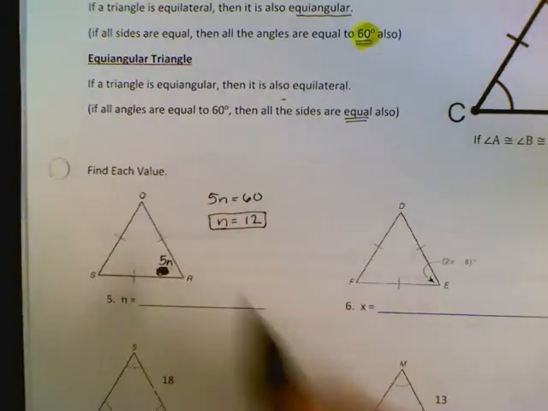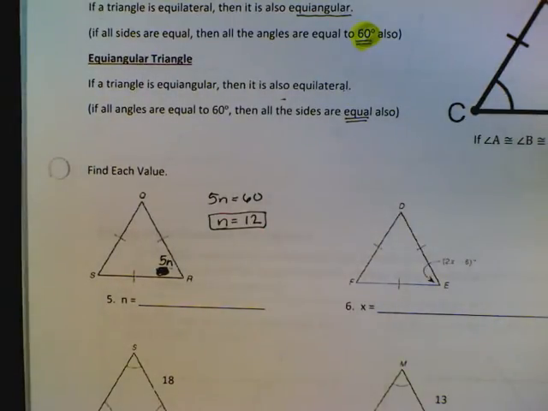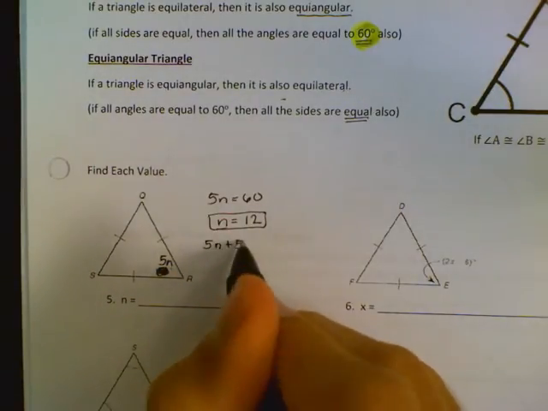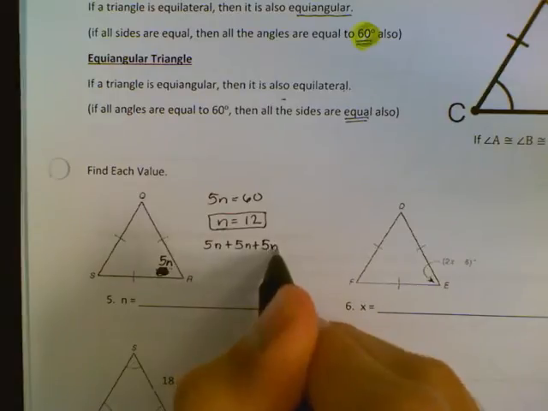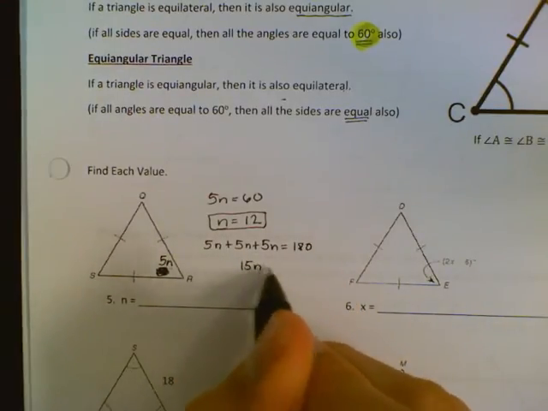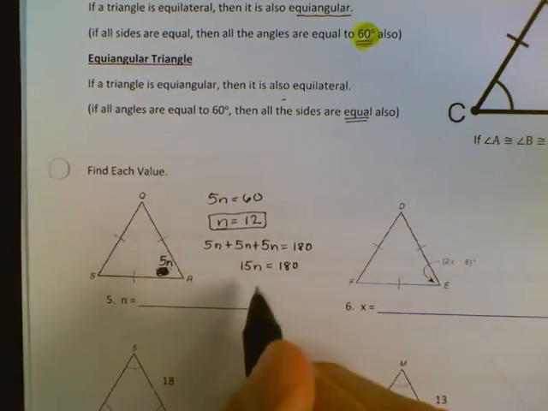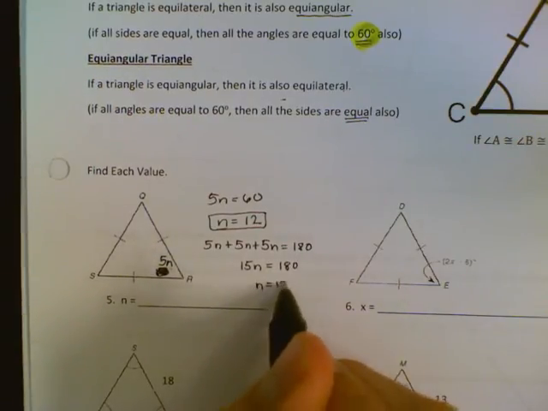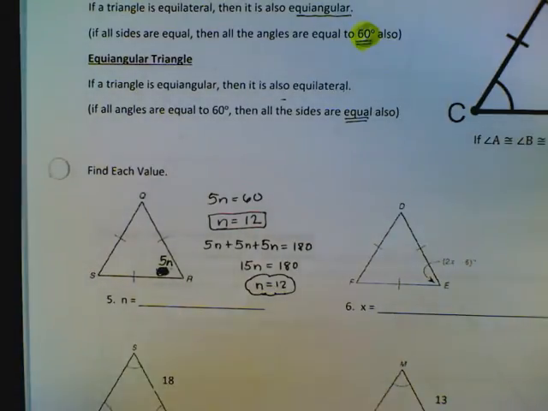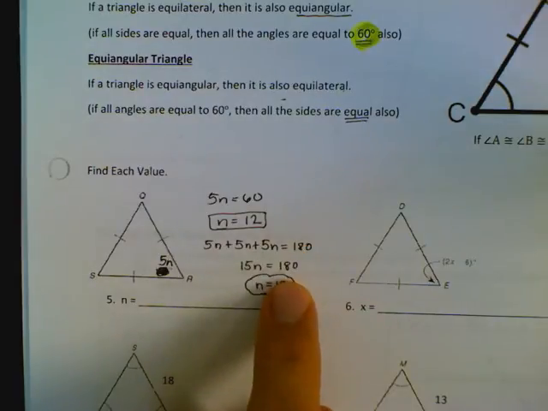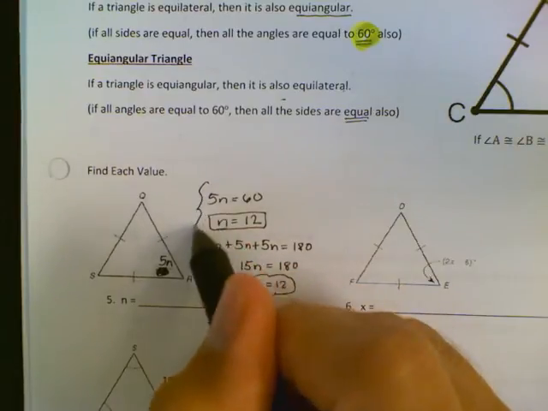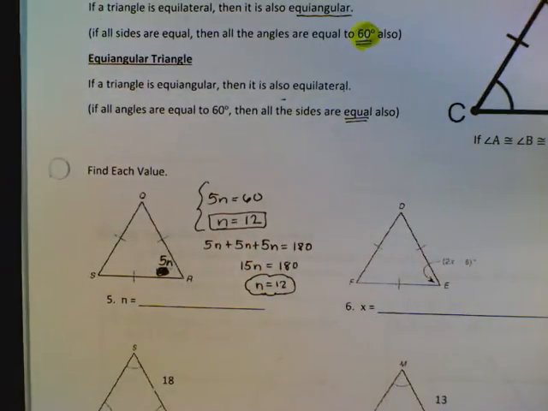Some people are unsatisfied with that, and that's okay. What you could have done also is said that 5N plus 5N plus 5N equals 180. That gives us that 15N equals 180. Divide by 15 and you'll get 12 again. So not sure which one of those you like more. You probably like the one down here because you've worked it more, but eventually you should be able to see that equilateral triangles are going to give you 60-degree angles.